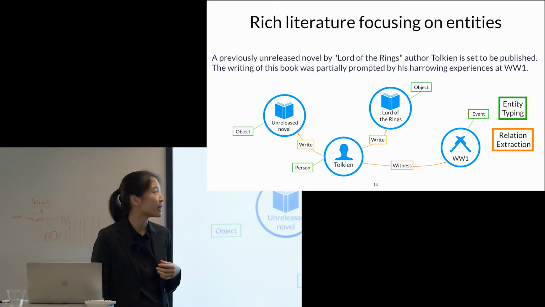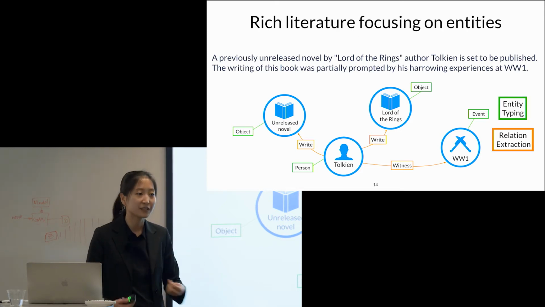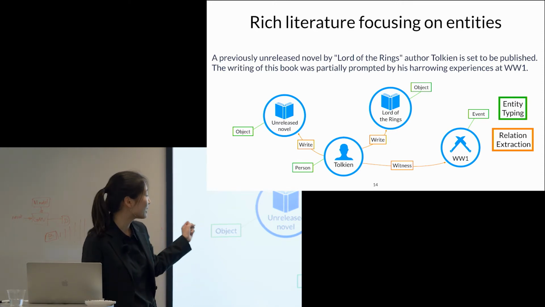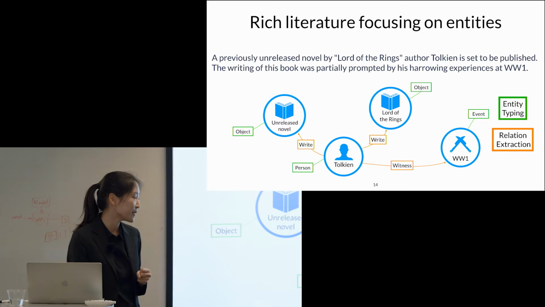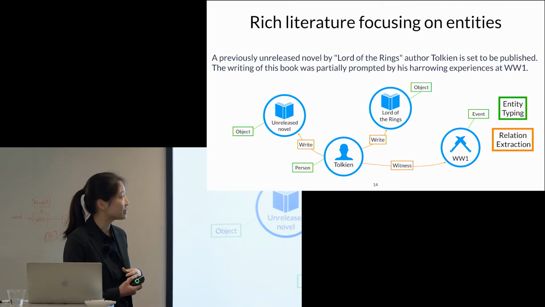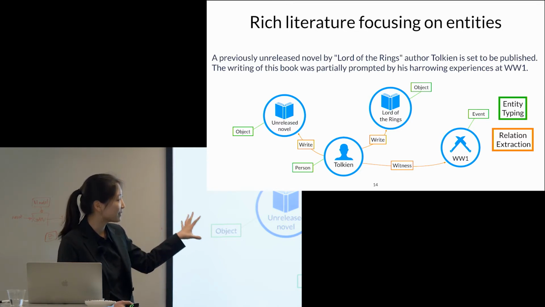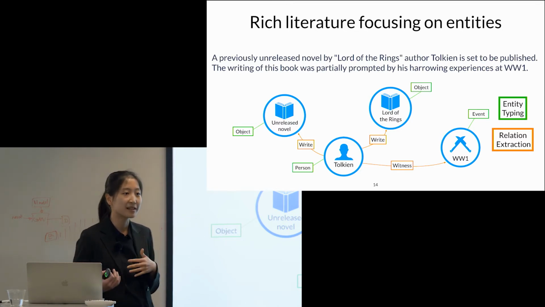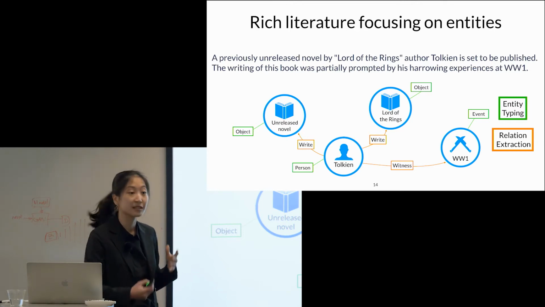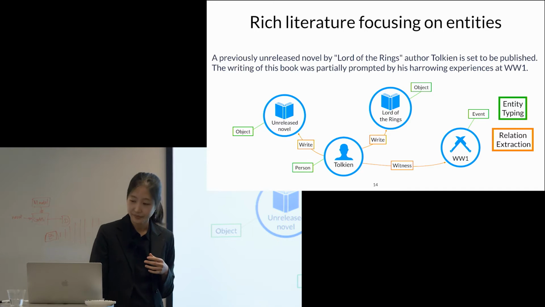And there has been a very rich literature focusing on entities in NLP. Understanding the types that they belong to is called entity typing, and understanding the relationships between them is called relation extraction. Those are very important applications. I'm going to talk a little bit about this kind of structured representation, but later in the talk, I'm going to talk not just about these kinds of graphs, but also about looking at the raw text as well.